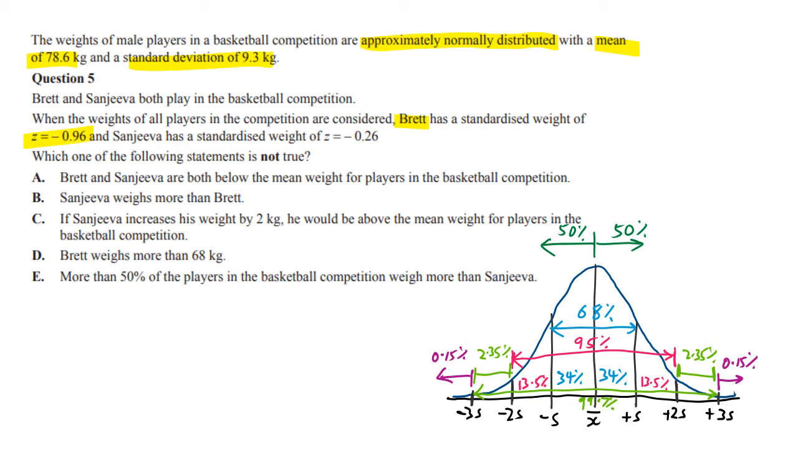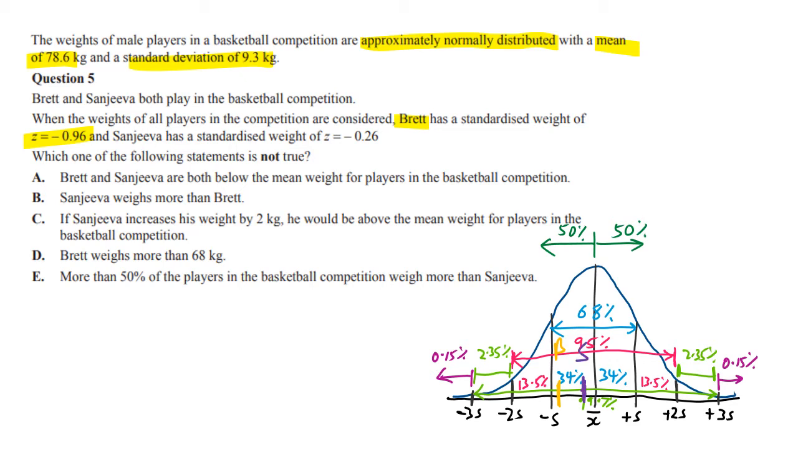So I'm going to mark Brett on there. So minus 0.96, remember minus 1 on the Z scale. So that's Brett, very close, probably even closer than I've drawn. That's going to be Brett. And then Sanjeeva is minus 0.26, which is about a quarter. So it's about there. And we're going to put an S for Sanjeeva.